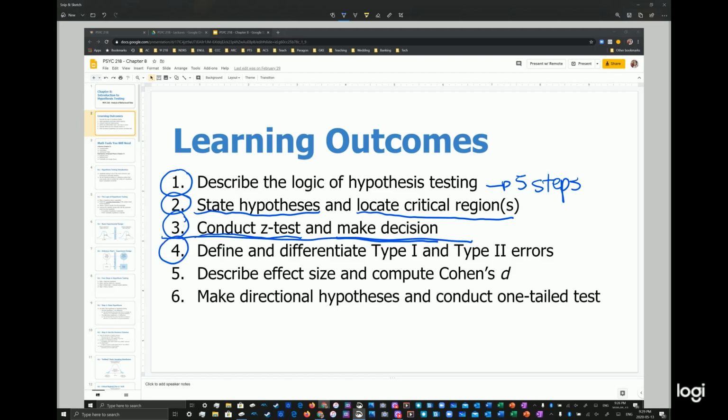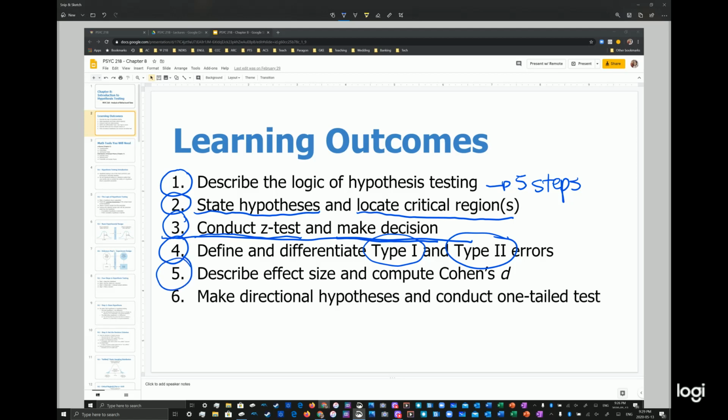Next, we'll go over defining and differentiating different types of decision errors we can make. A type 1 error and a type 2 error, where, for example, if you decide to say yes difference and reject the null, but it turns out during your statistical test that there actually was no difference, then that's one type of error. Or if you say no difference, but then there actually is a difference, then that's another type of error. And we'll learn to be able to define those types of errors and distinguish type 1 and type 2 as well.